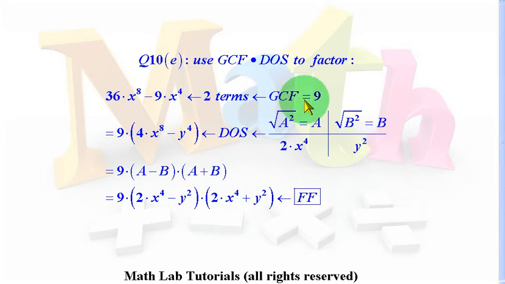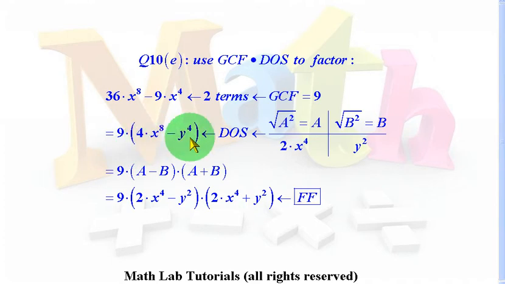So you factor out the GCF, which is 9, and then to get the balance, you do term divided by GCF. 36 divided by 9 gives you 4, so you get 4x to the power 8, and then minus 9 divided by 9, you'll get negative 1, and then y to the power 4. Don't forget that used to be y to the power 4. My mistake.